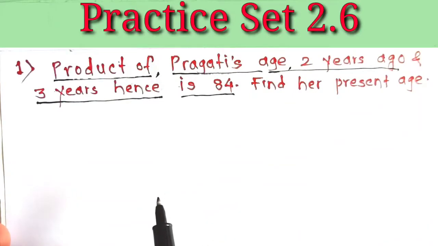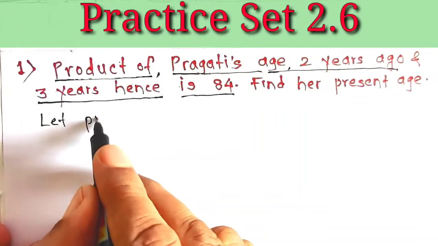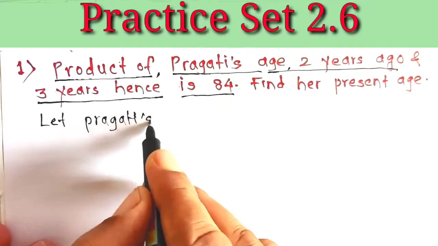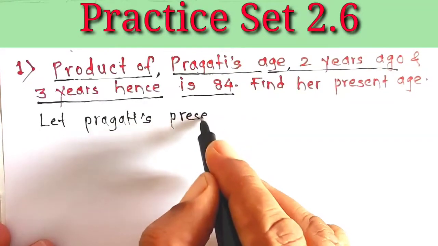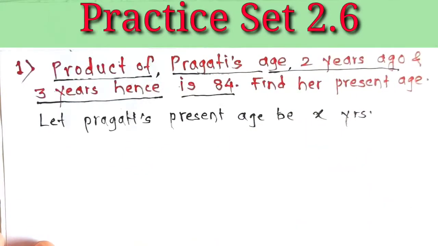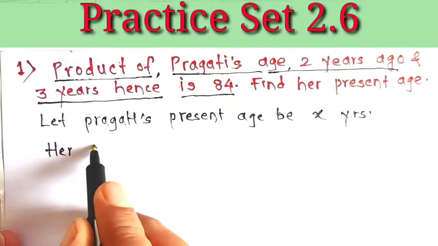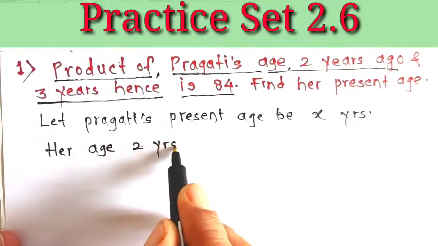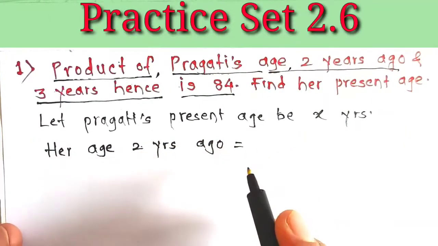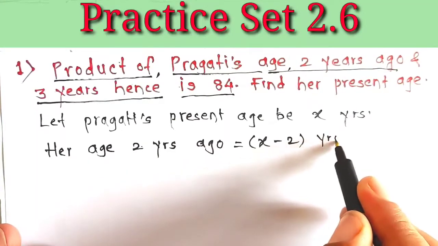So if we consider her present age as x, we have to write: let Pragati's present age be x years. Now which two terms are given? Pragati's age 2 years ago. Her age 2 years ago means before 2 years. Whenever ago or before is there, minus 2. So it is x minus 2 years.